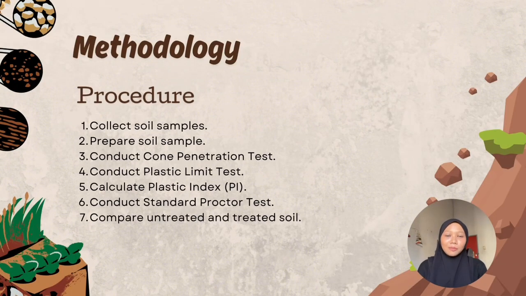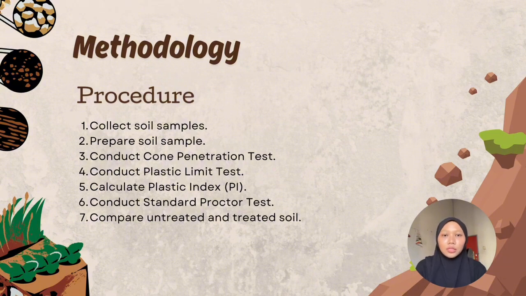Next, I will explain the methodology of our experiment. First, we collected the soil samples from the selected location. The samples were then brought to the laboratory for testing. Then, we prepared the soil samples by removing unwanted materials such as stones and roots. The soil was dried, sieved and mixed with the required percentage of cement waste to ensure a uniform mixture.